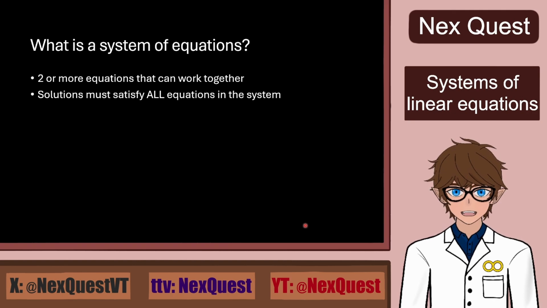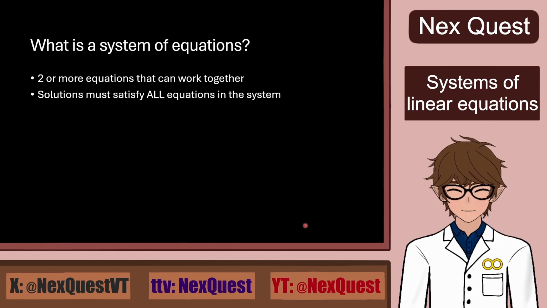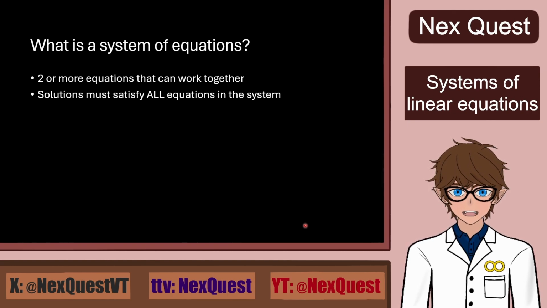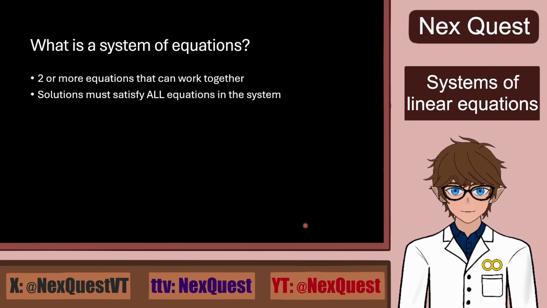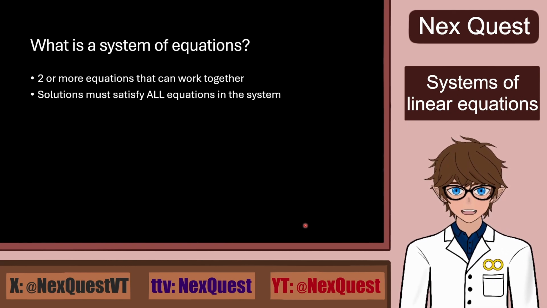Solutions must satisfy all equations in the system. So if we have, for instance, 2 equations in the same system with variables x and y, once we get the possible values for x and y, if we put them in each equation, the equality in both must be correct. But I'll show you more in the examples and how to know that exactly.